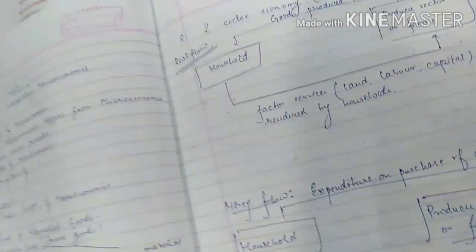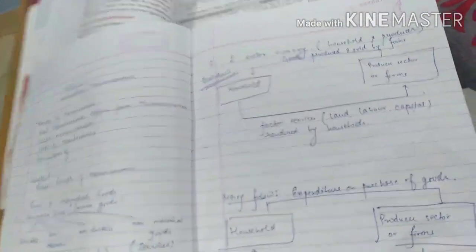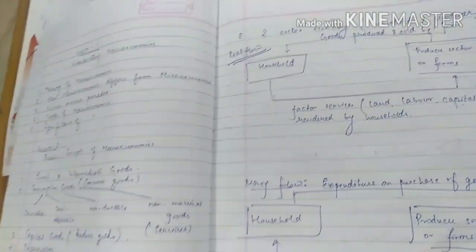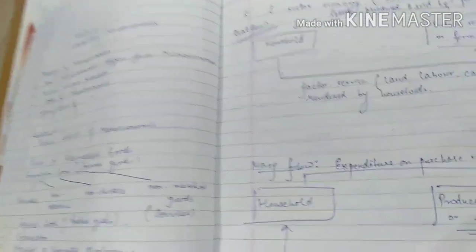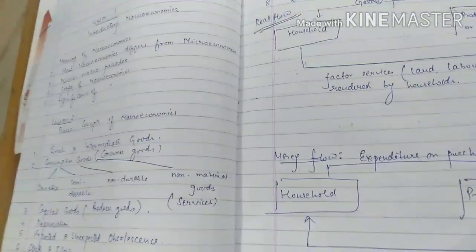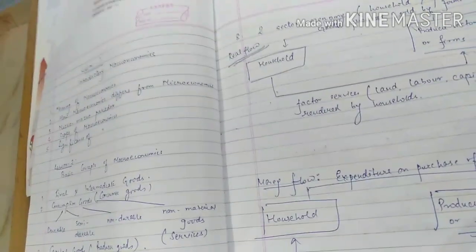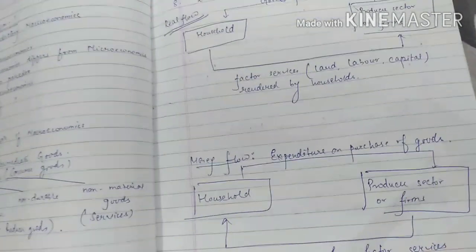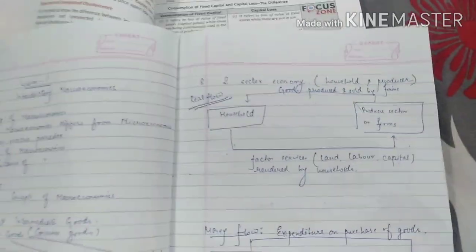And when the household receives money from producers for their work, they need to buy goods, and when they buy goods, they pay money to the producer. So at first, the producer pays money to the household for the household's work, and then the households, when they receive the money from producers, buy the goods from the producers. So there is flow of money both ways. This flow of money is called money flow, while the flow of goods and services is called real flow.